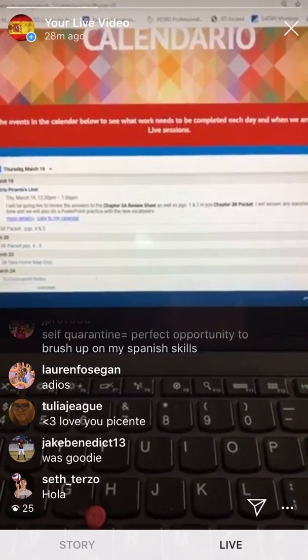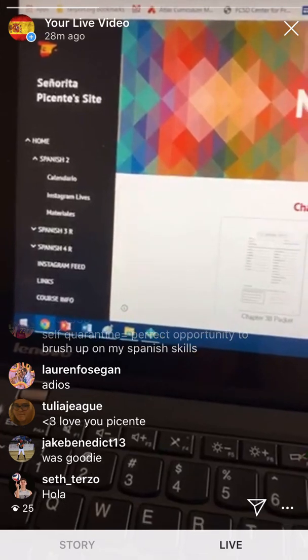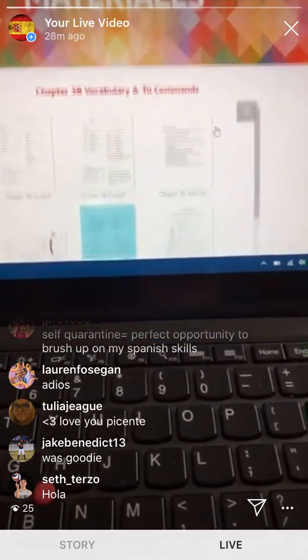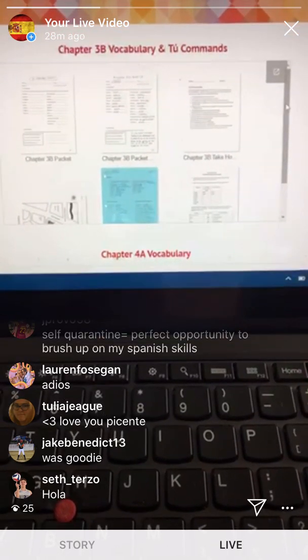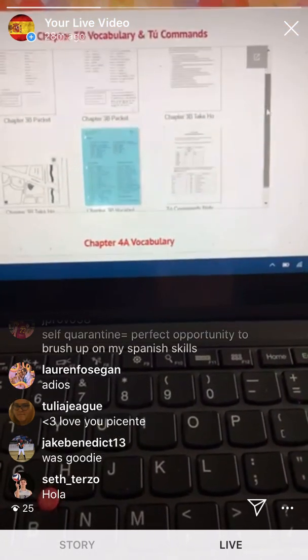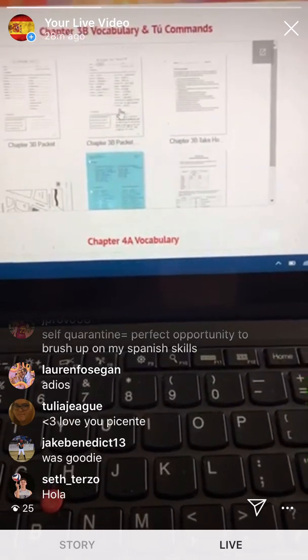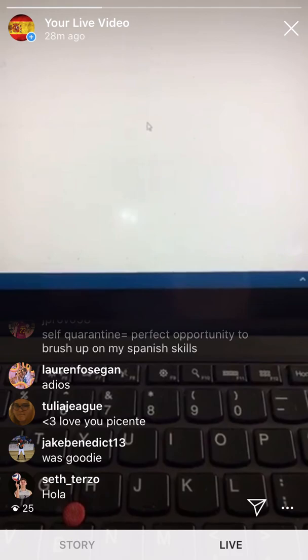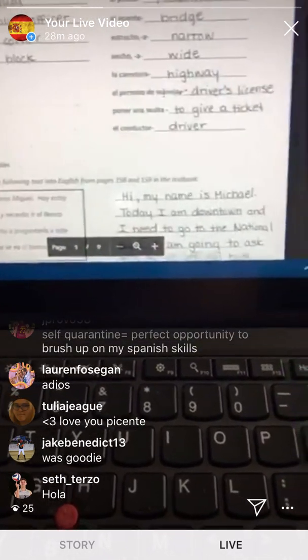So if I click on materials over on the left-hand navigation bar, this is where all your chapter 3B stuff is going to be found, with answer keys and everything. So you guys can be checking your work at home as well. So I'm going to pull up the answer key here so we could just talk about it a little bit. These were pages 1 and 2, yes?